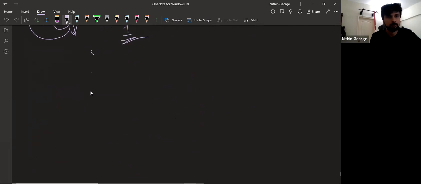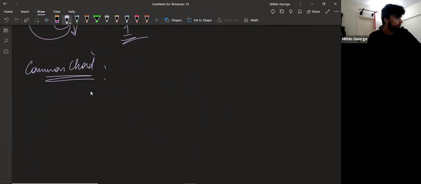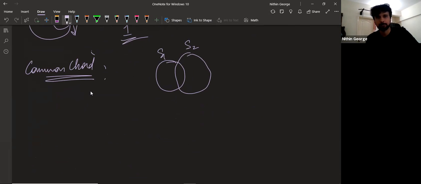Now comes the common chord. Okay. So you have a circle here. You have another circle here. This is defined by S1. This is defined by S2. Okay, there are 2 circles here. So the equation will be S1 and the equation will be S2. When you write S1, just make sure the coefficients of x square and y square are both equal to 1. That's how you write S1 and S2.